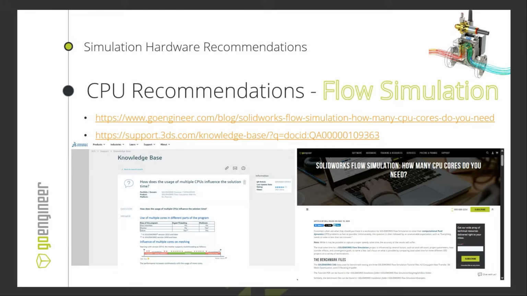And some of this is actually a recommendation from the dev team at SolidWorks that the multi-threading capability of Flow Simulation kind of caps out somewhere between 20 and 24 cores. So yeah, you don't need any more cores than that. But it does scale up really well to 24 cores. But there's really no need to go beyond that for SolidWorks simulation products, or at least Flow Simulation.